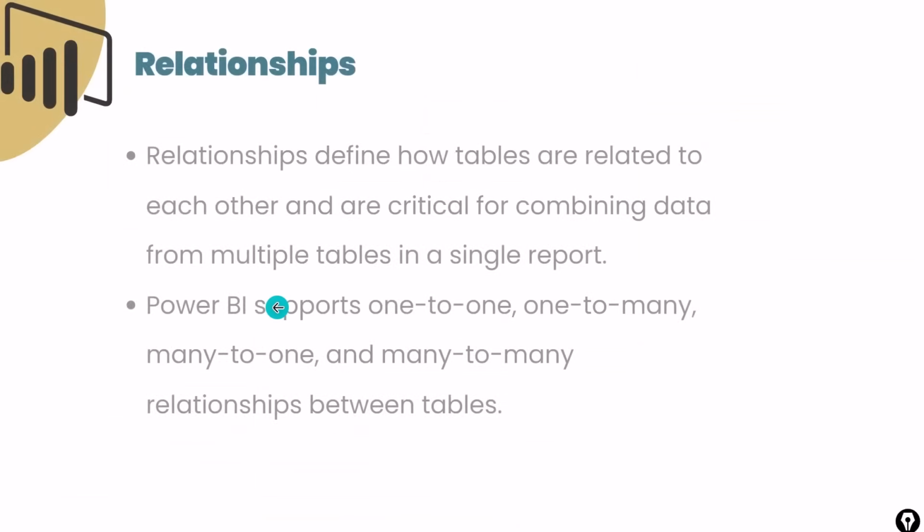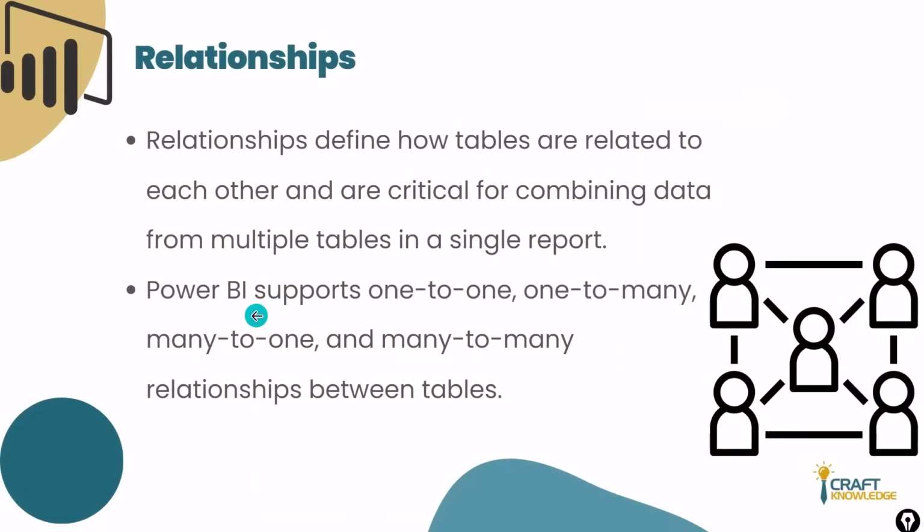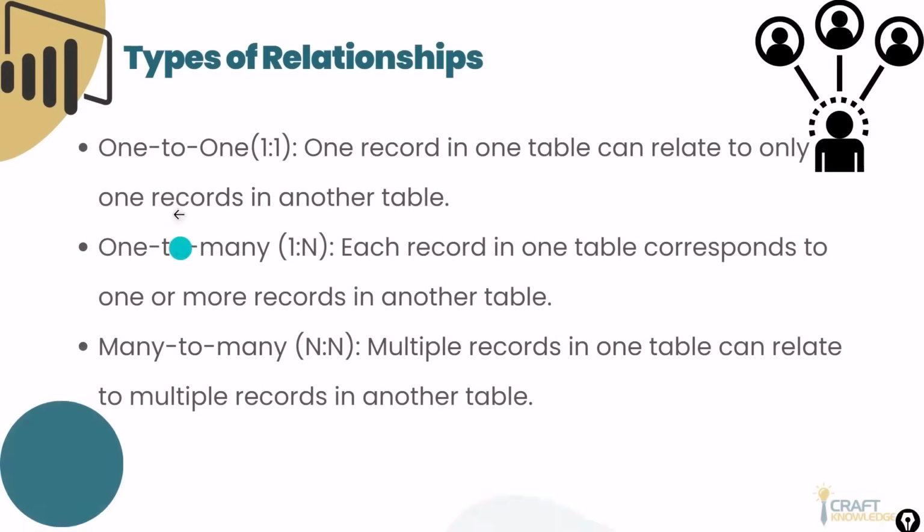So what kinds of relationships are supported by Power BI? These are one-to-one, one-to-many, many-to-one, and many-to-many relationships. Overall, these are 4 types of relationships, but we will condense these 4 types into 3 types of relationships. So let's study each type of relationship.